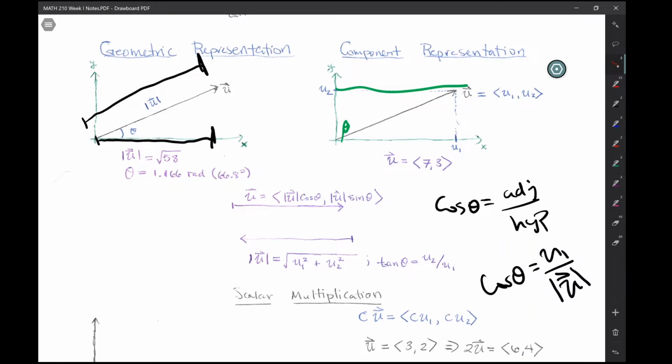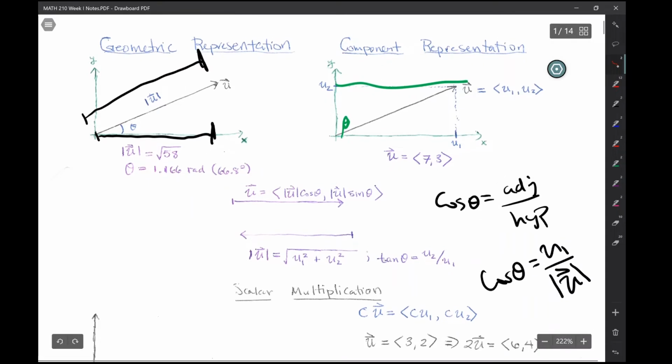On the other hand, to find the u2 instead of the u1, you would use sine, right? Because now we'll have opposite. So opposite this angle is over here, which is u2, all over the hypotenuse. So that's how you go between the geometric and component representation. And these are the common ways to express vectors.